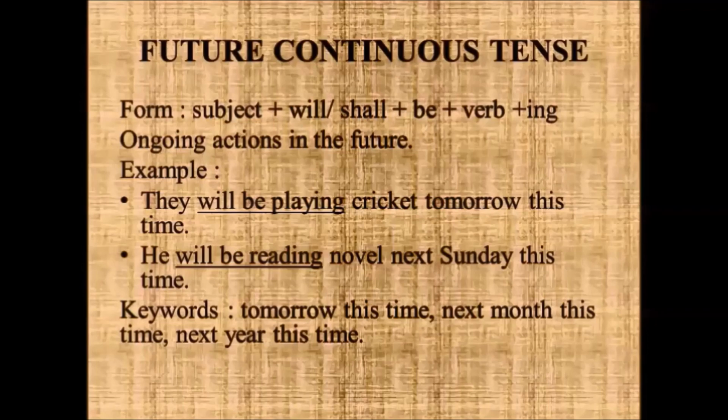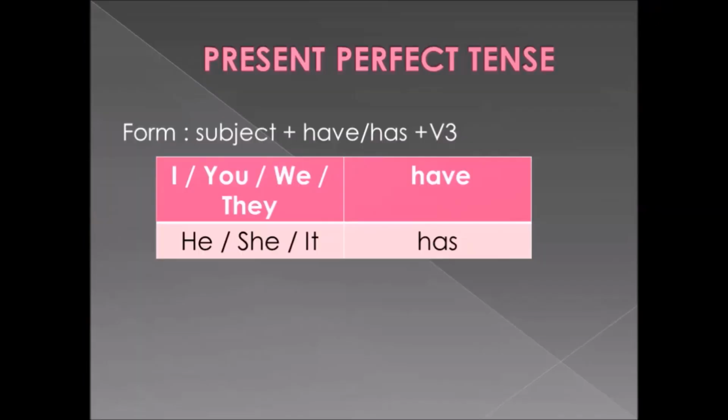He will be reading novel next Sunday this time. So how can you identify future continuous tense easily is by using the keywords like tomorrow this time, next month this time, next year this time.